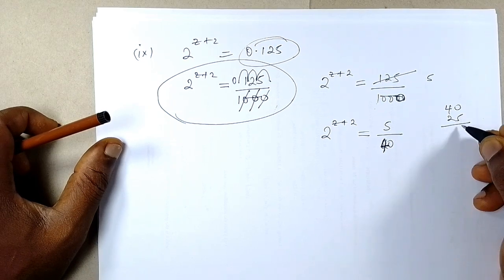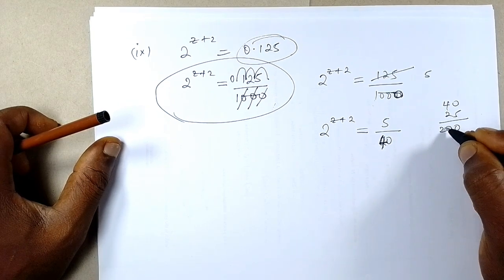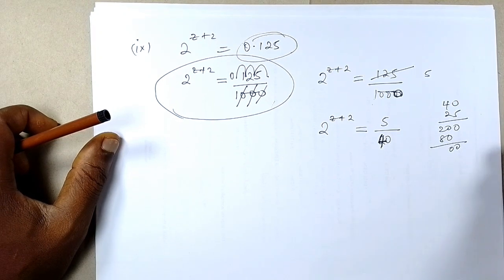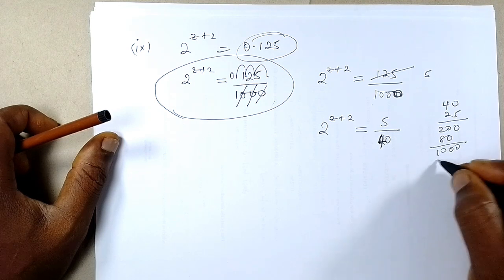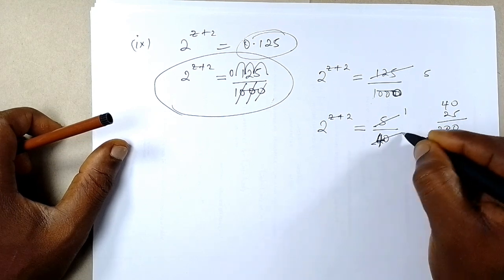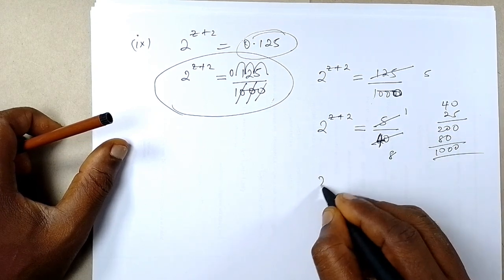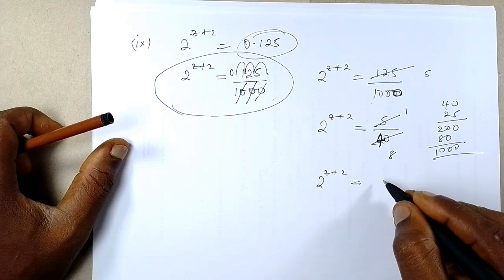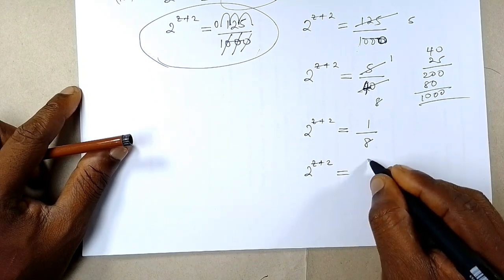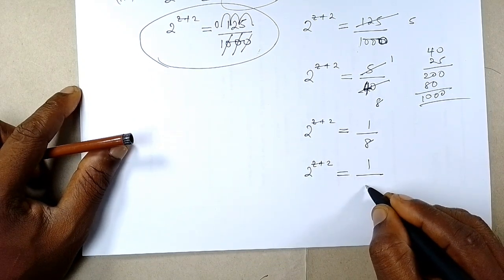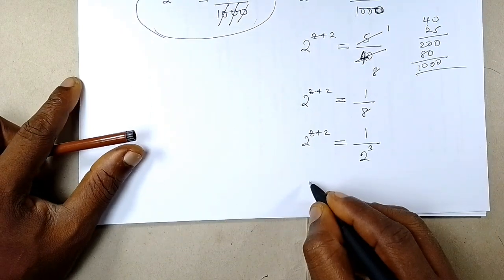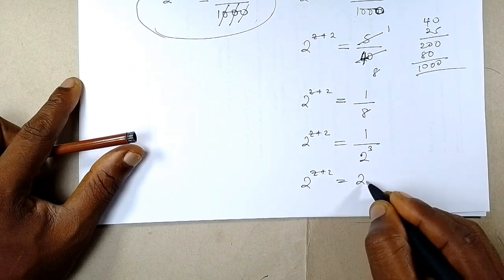5 times 40 will give you 200, and 2 times 40 will give you 80. Okay, so that is correct. Now, 5 again goes into itself 1, and 5 into 40 will give you 8. Now that will give me 2 raised to the power z plus 2 equals 1 over 8. Now write 8 as a number in index form, that is 2 raised to the power 3. And I'm going to do this further. 2 raised to the power z plus 2 equals 2 raised to the power minus 3.